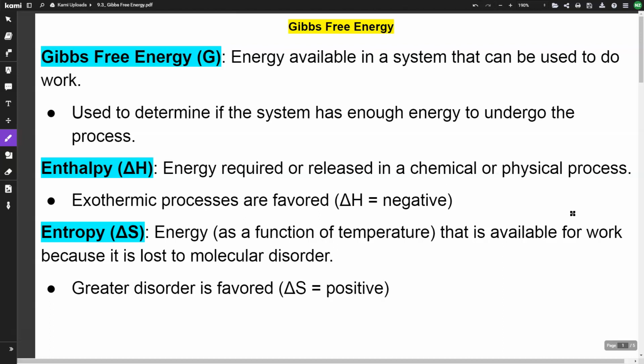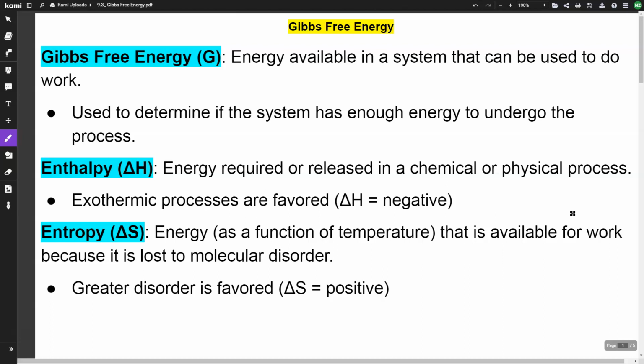Now, we're going to get into the equation here in a second, but I just want to review two terms that you should be familiar with. The first is enthalpy, which is delta H, and that's energy required or released in a chemical or physical process. When it's required, that would be an endothermic reaction, it's absorbed. When it's released, that's an exothermic process. Exothermic processes are favored. That's when delta H is negative.